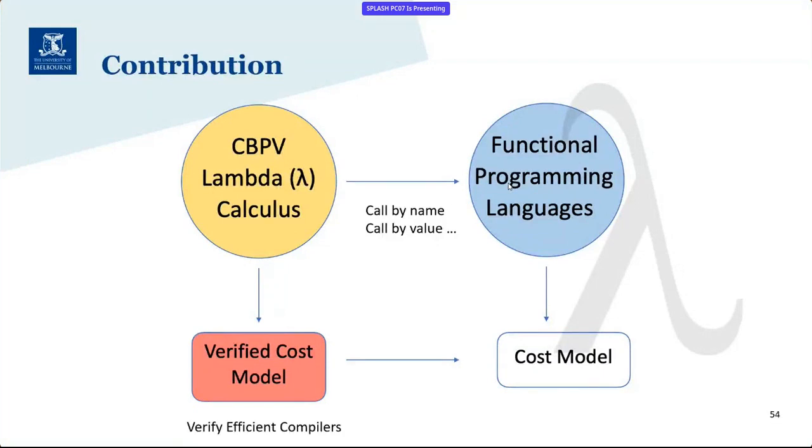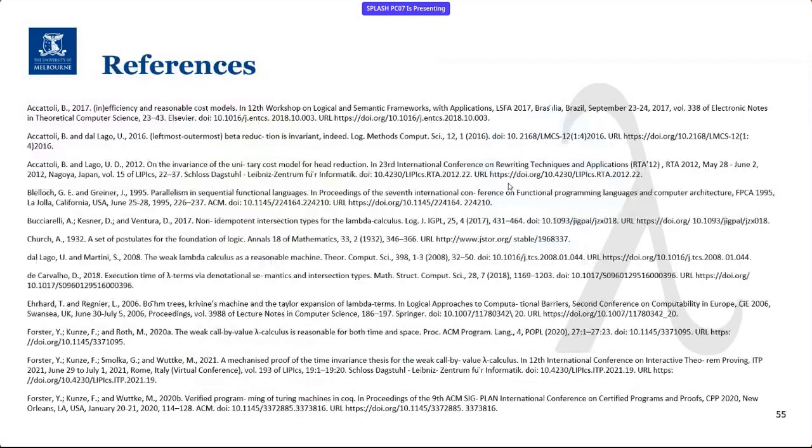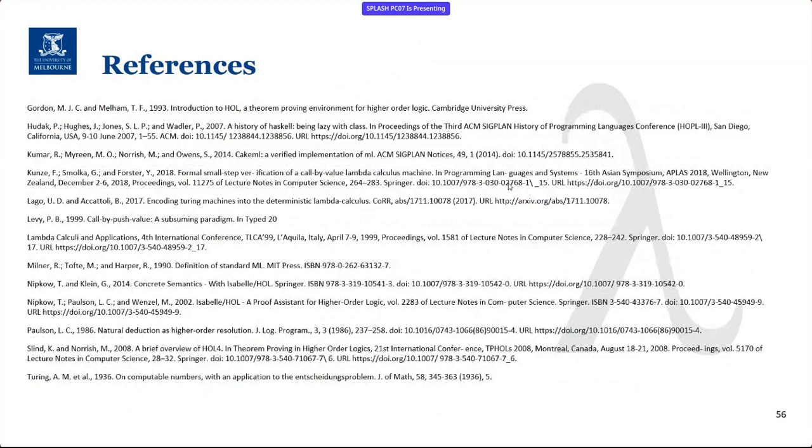And another interesting future work would be verifying efficient compilers using things like HOL ML, but that will be a long story after. So yeah, and these are my references.